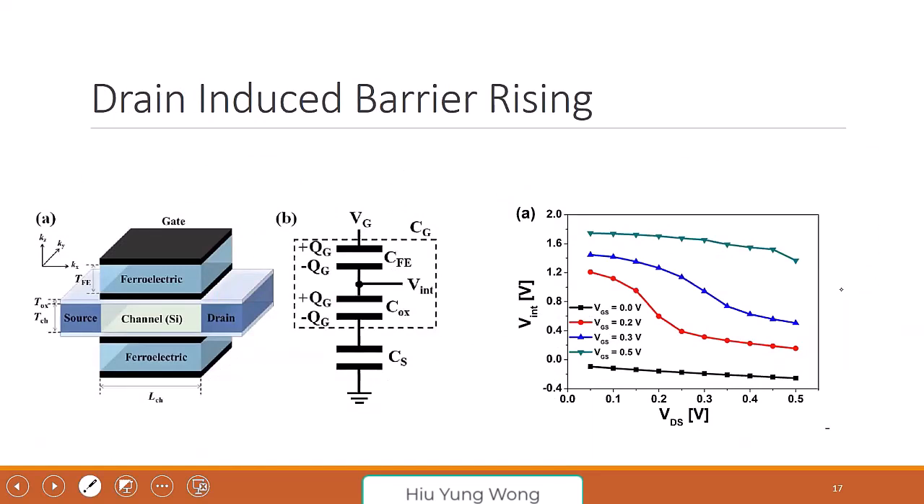Now, the last one I want to mention is so-called drain-induced barrier rising. We have been talking about DIBL, drain-induced barrier lowering. When you increase the drain voltage, your threshold voltage reduces, right? But with this ferroelectric material, if you look at the internal voltage here, when I increase the drain voltage, actually the voltage here is going to reduce. Think about it: if I increase the drain voltage, I actually try to pull down the band more. But this is different, opposite.